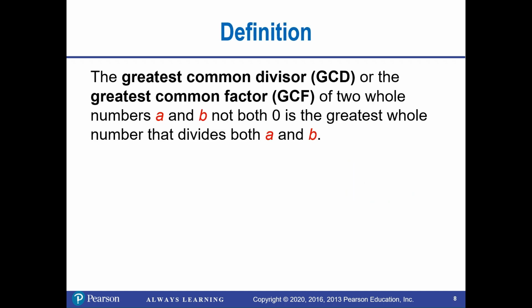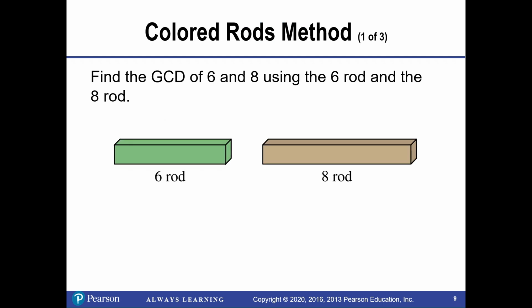This is what's called the greatest common divisor, or sometimes the greatest common factor. Those are interchangeable terms. We define the greatest common divisor of two whole numbers A and B, where they're not both 0, as the greatest whole number that divides both A and B.